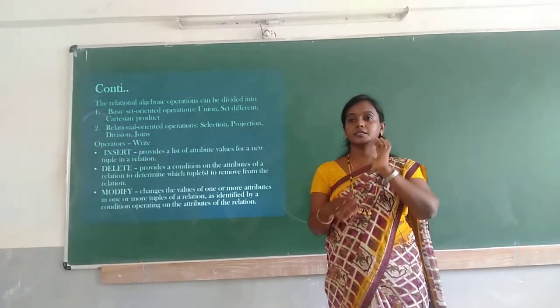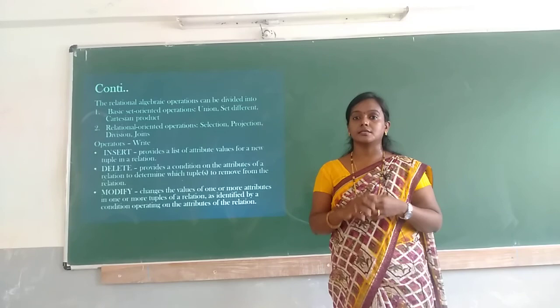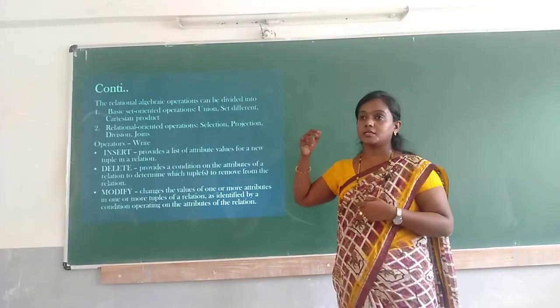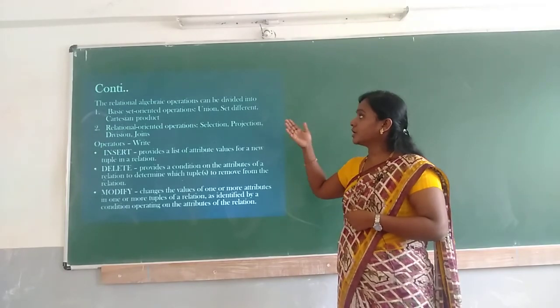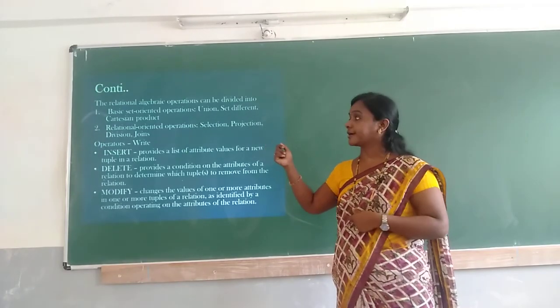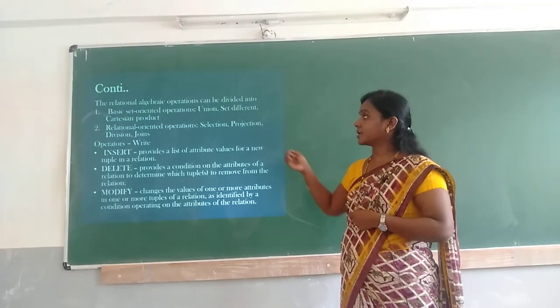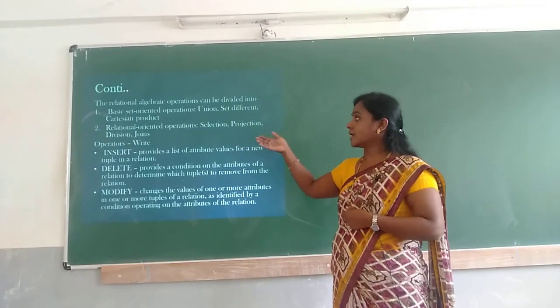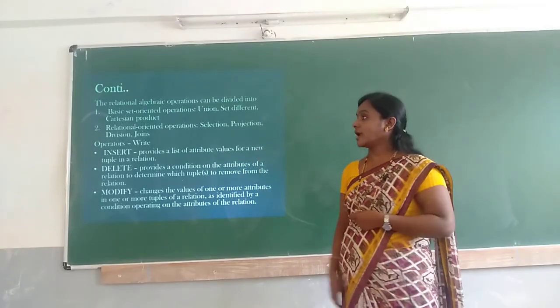Next, some basic relational operations. We have set operations, which are: union, set difference, Cartesian product, and relational oriented operations: selection, projection, division and join. Okay, selection, projection, division and join.